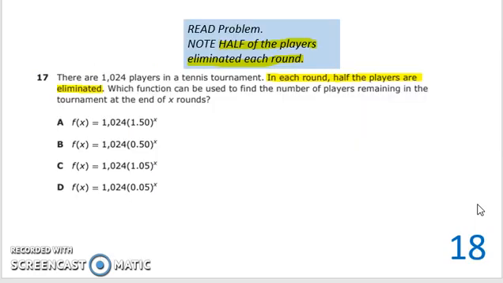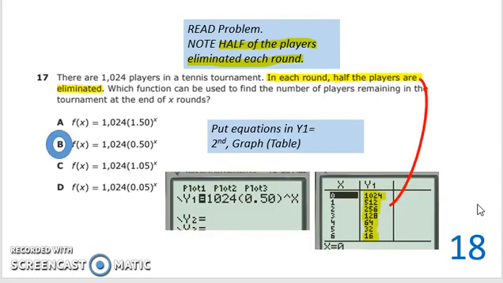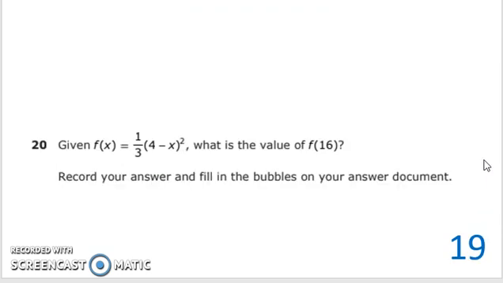Over here, we can read the problem, and we notice that we need something that shows numbers being cut in half. So we got equations, so we're going to put that in our calculator into Y1 and go to the table, and we're going to look for the one that actually has outputs that are being cut in half each time. And if you notice over here, half of 64 is 32, half of 32 is 16. Notice that we're starting over here, we're starting with 1024 with an X value of 0. Make sure you get that one. You can get your answer.